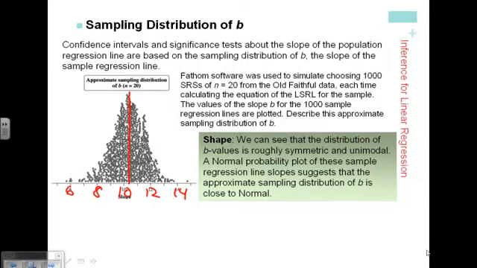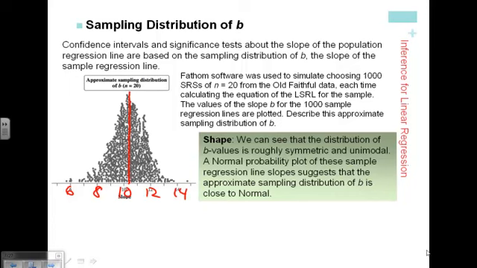How about the shape? It looks symmetric. Do we think it's normal? Does that look normal to you? Does that look skewed? Looks normal? Well, they suggest that we look at a normal probability plot to try to determine the normality.